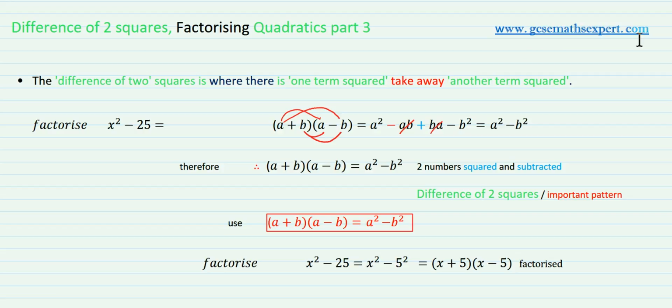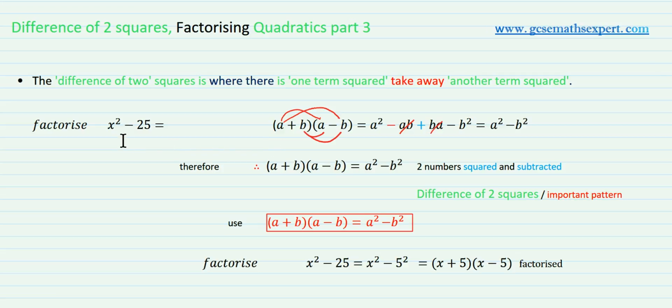Okay, so this lesson is about difference of two squares, and it's the continuation of factorizing quadratics, part 3. The difference of two squares is where there is one term squared, take away another term squared. Now we may be asked to factorize something like this: x squared minus 25.